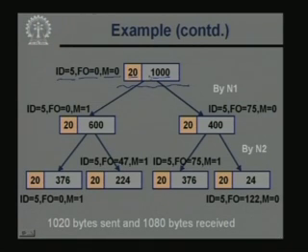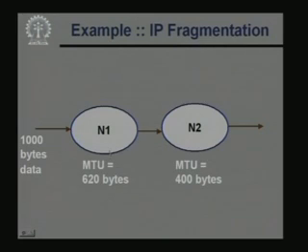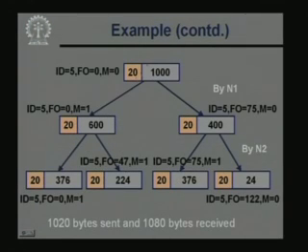Now, you look back at the first network which had an MTU of 620 bytes. So, the first network will be dividing this packet into 2 parts. One will be 600 plus 20, 620, the other will be 400 plus 20, 420. So, you see that this one packet gets broken up into 2 packets. In the first one, the ID is still 5, the fragment offset is 0 because this is the first part, and the more bit is 1 because there are more fragments following.